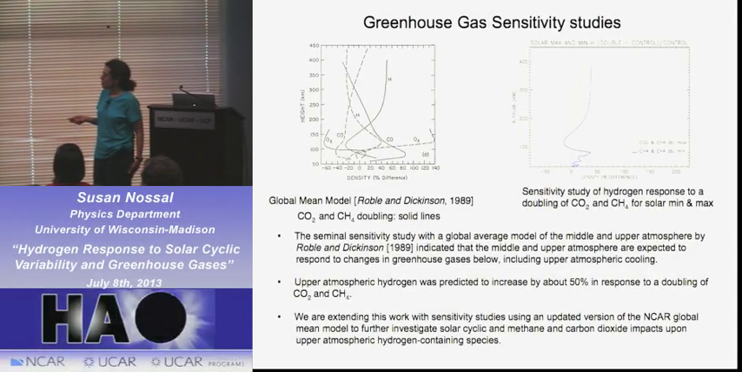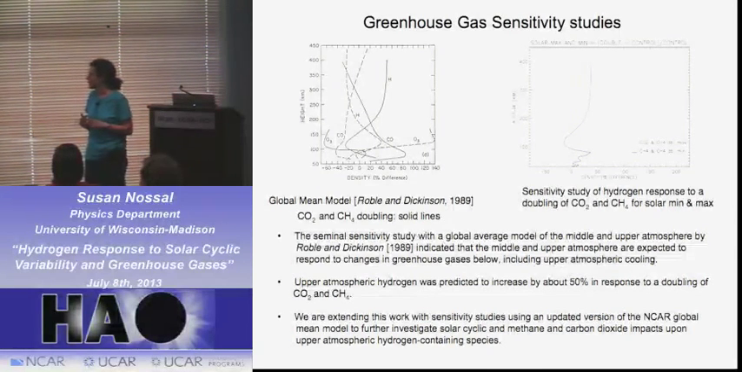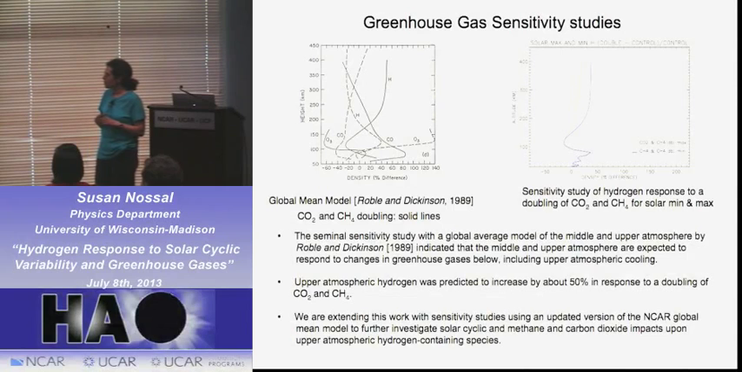Their studies indicated that the middle and upper atmosphere were expected to respond to changes in greenhouse gases, as is also the lower atmosphere. So in the upper atmosphere, we're expected to have changes in composition as well as upper atmosphere cooling.